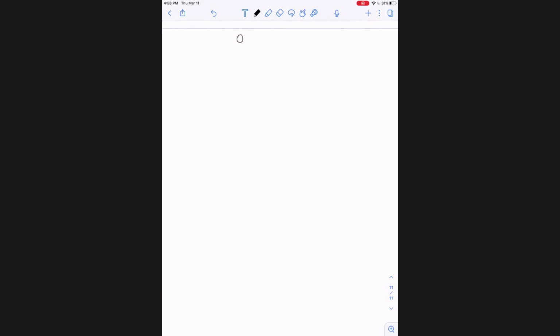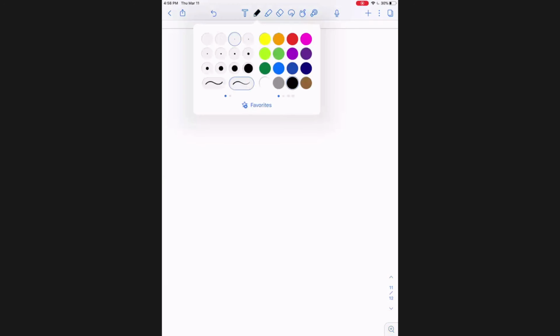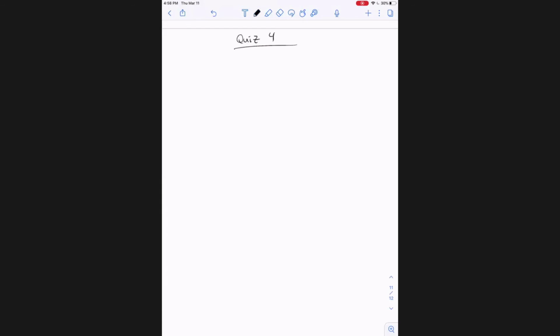Quiz number 4. So you guys know the drill. Once you're done, submit your paper. Check your submission. Do not leave Zoom until you check your submission. But once you've checked it, then you may leave. And I'll see you next week. Here we go. You don't have to write the directions, okay? Just the equation.